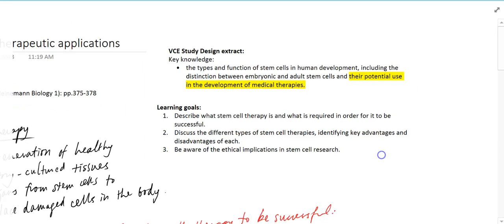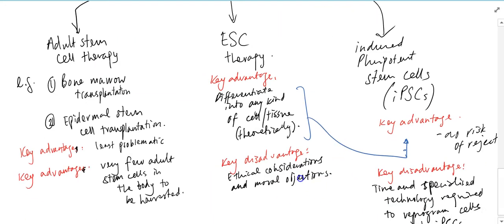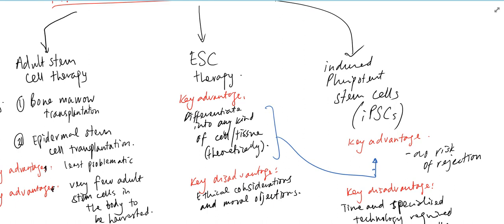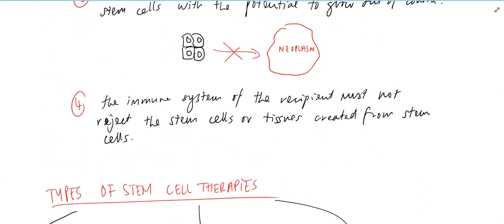Okay, so we need to be aware of the ethical implications in stem cell research. There are some major ethical considerations for embryonic stem cell therapies because of the nature of embryonic stem cells: these cells are often derived from embryos, each with the capacity to grow into a fully functional human being. And so some people consider the extraction of cells from embryos for these therapies as being destructive to human life.